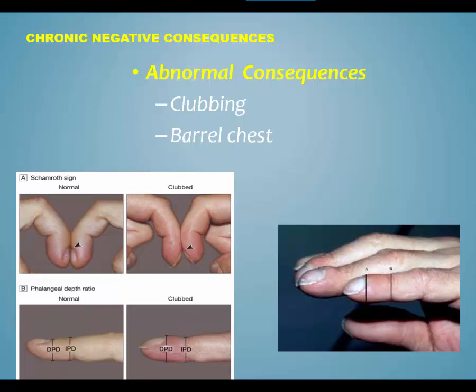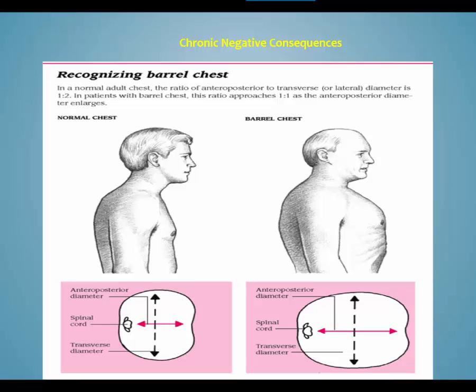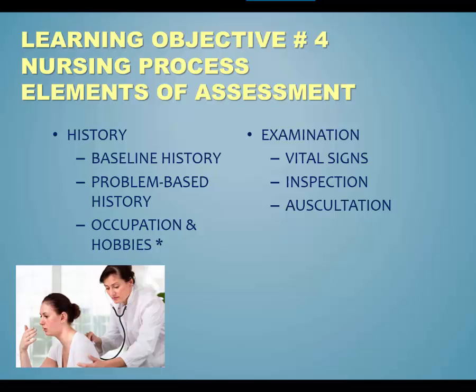Clubbing in a barrel chest occurs over time and indicates long-term issues with gas exchange and oxygenation. You can see the abnormal nail bed compared to the normal on this slide. The barrel chest has a 1-to-1 anteroposterior diameter that is caused by hyperinflated alveoli, and certainly it occurs over a long period of time. Learning Objective 4 includes the nursing process of assessment, problem identification, planning, interventions, and evaluation.